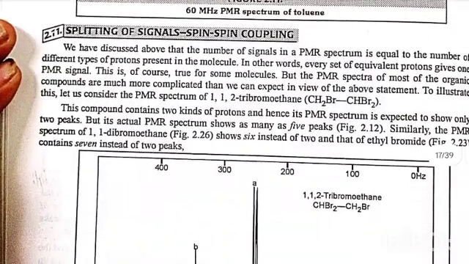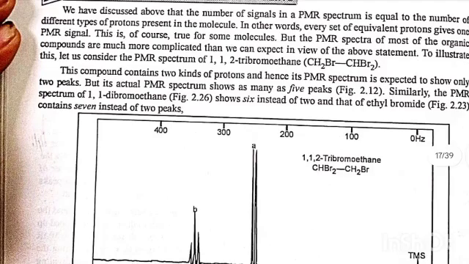Splitting of signals, spin-spin coupling. We have discussed above that the number of signals in a PMR spectrum is equal to the number of different types of protons present in the molecule. In other words, every set of equivalent protons gives one PMR signal. This is of course true for some molecules, but the PMR spectra of most organic compounds are much more complicated than we expect.